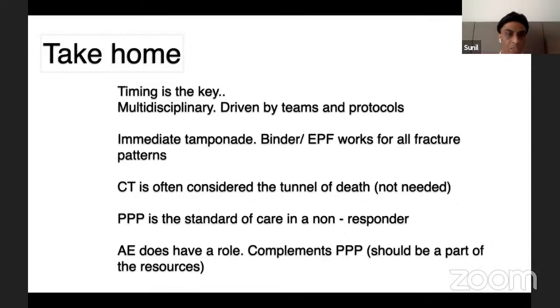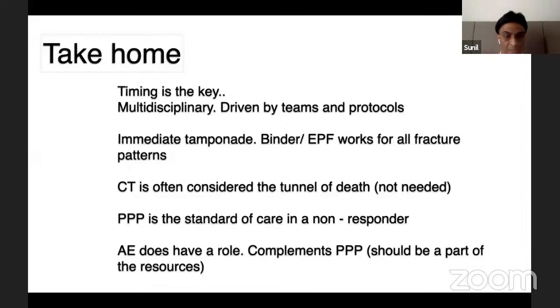You have to focus on achieving immediate tamponade by using external compression devices. You have to understand that it works for all fracture patterns, may not be the same for all, but it works. CT is often considered the tunnel of death in a patient with a bleeding pelvic injury, definitely not needed at this time. Preperitoneal pelvic packing is considered a standard of care in a non-responder to achieve bleeding control.